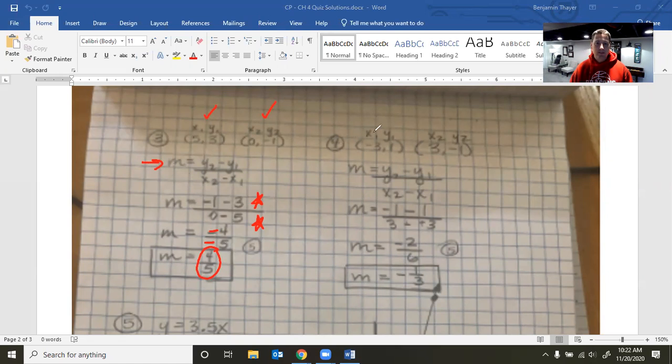Take the 2 points, plug them into the slope formula, subtract the y values, divided by the subtraction of the x values, and here you'll get -2/6, which I accepted as an answer, but please note that that can be reduced to -1/3. So there's 3 and 4, finding the slope from a graph. Let's take a look at number 5.